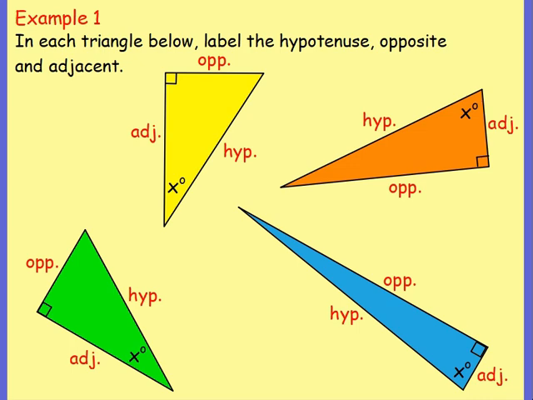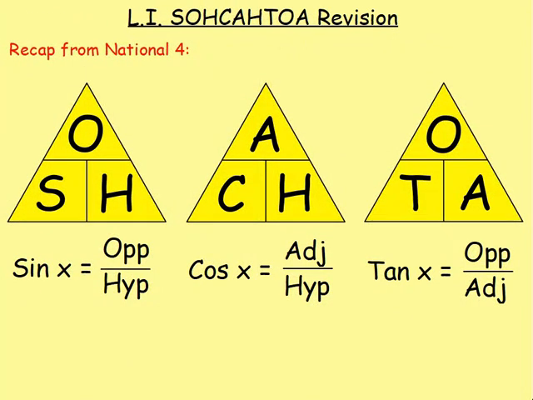Okay, so you already know these triangles from National 4. So, SOH, CAH, TOA. And these represent sine x, because sine x is the opposite divided by the hypotenuse. Cos x is the adjacent divided by the hypotenuse. And tan x is the opposite divided by the adjacent.